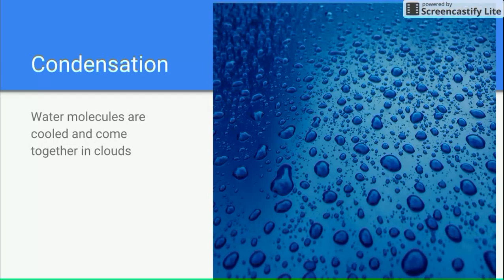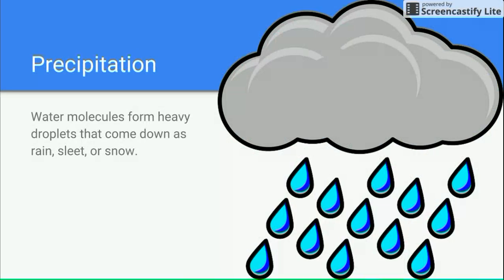Condensation. This is when the water molecules are cooled and they come together in clouds. And everyone's seen condensation on the outside of a cup or a bottle. It's these little beads of sweat almost that happen on the outside of glasses when there's a temperature difference. Precipitation. So once these water molecules condense and they're in the clouds, if they become really heavy and form these droplets, they can come down as rain, sleet, or snow, and this is what we call precipitation.